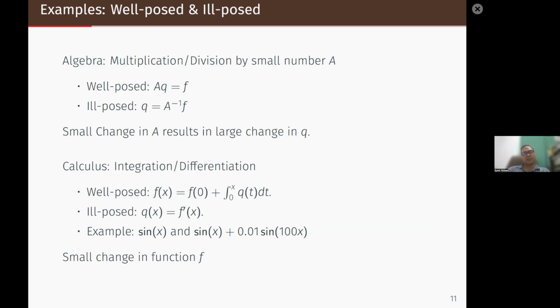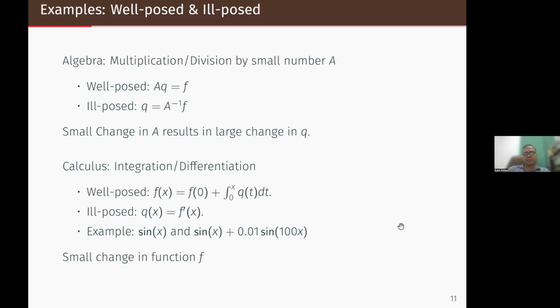Most of the inverse problems are basically ill-posed. Here are some examples: multiplication and division by a small number a. The first problem is well-posed, and the second one is ill-posed, because a small change in a will result in a large change in q because of the division by a. Similarly, the integration problem is well-posed, and the second problem, q(x) = f'(x), is ill-posed. We can see that a small change will result in a huge change, and uniqueness is also lost.